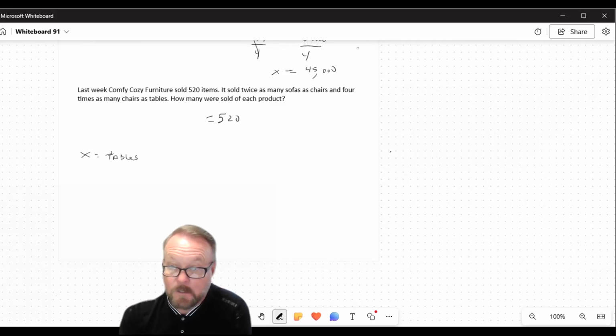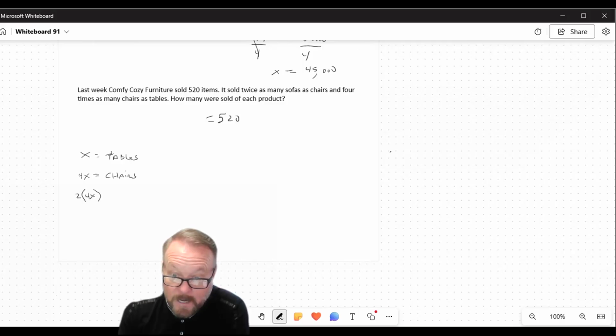And it says there was twice as many sofas as chairs. And then there was 4 times as many chairs as tables. So we'll say 4x then equals chairs, right? Because they said 4 times as many as tables. And then sofas was twice as many sofas as chairs.